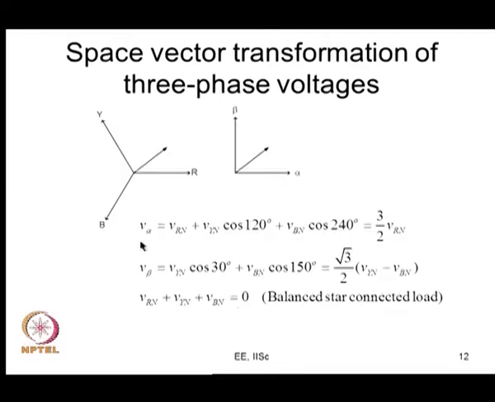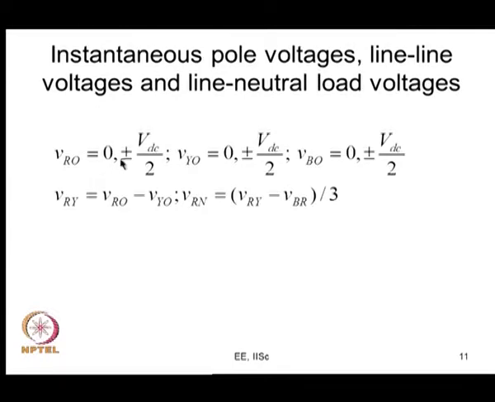Under this condition you have V alpha is equal to 3 by 2 VRN as before, and V beta is equal to root 3 by 2 times VYN minus VBN. The only difference would be in the possible values of VRN. Earlier in a 2 level inverter, the various values of VRN possible would be 0, plus or minus VDC by 3, plus or minus 2 VDC by 3, whereas more values would be possible here. For example, you may be able to look at plus or minus VDC by 6 and so on and so forth. You will have more values because for VRO you have one additional value. So, you have 3 possible values against 2 in case of a 2 level inverter.